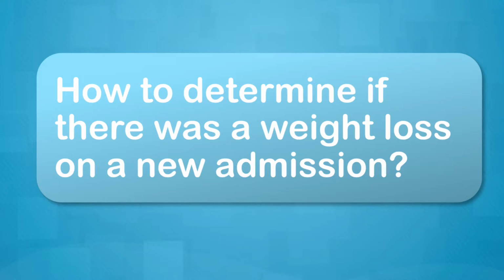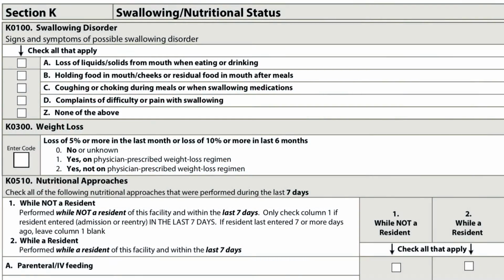How to determine if there was a weight loss on a new admission. You can check the admission paperwork or ask the resident or family if there was a significant weight loss in 30 or 180 days. K0300. The question is, was there a loss of 5% in 30 days or 10% in 180 days? And was it a physician-prescribed weight loss?